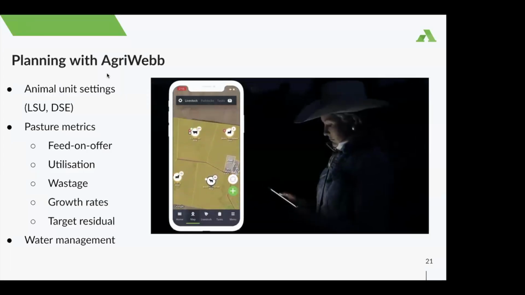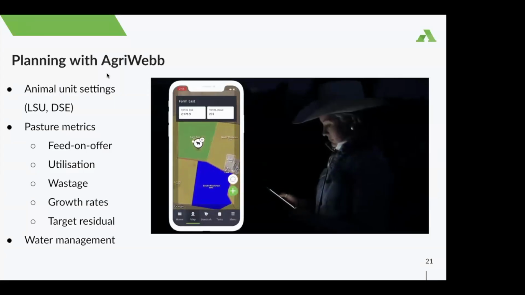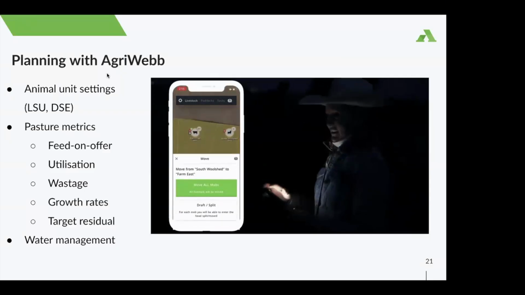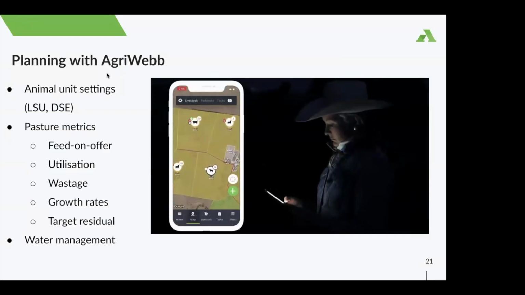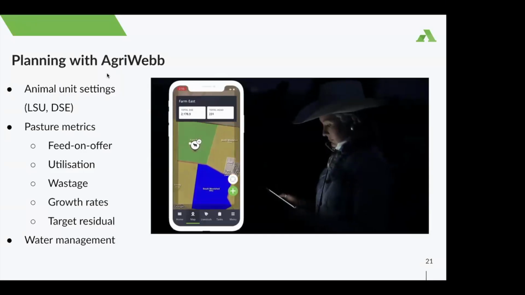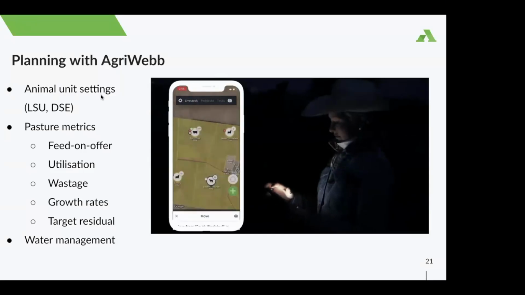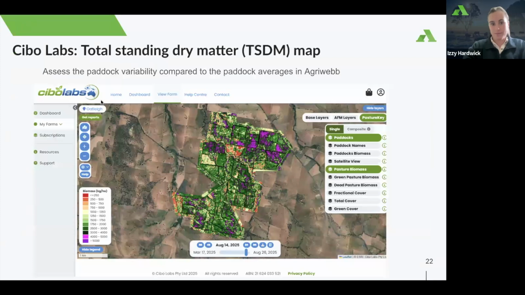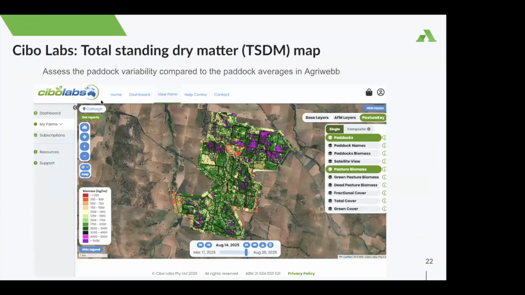Awesome. Great stuff, Lizzie. And yeah, I think what I definitely took away from that is if you can start yourself with accurate data, whether that's fence lines, tree cover, obviously your animal units and how you're tracking that, it's really going to set you up for success when it comes to planning. Phil, I'm going to toss it over to you and let you talk through this map here and obviously what Cibo can do to help with planning.